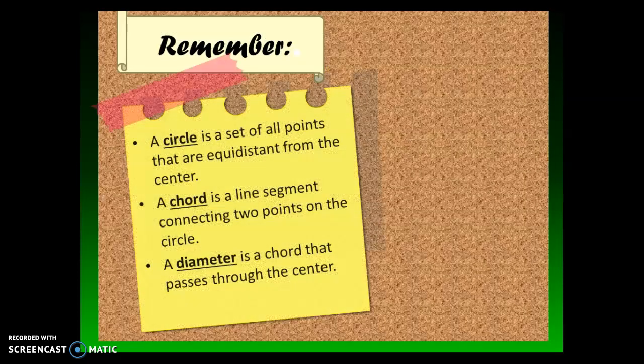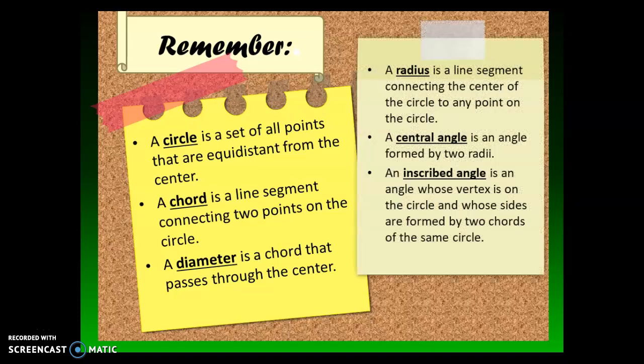Remember, kids? A circle is a set of all points that are equidistant from the center. A chord is a line segment connecting two points on the circle. A diameter is a chord that passes through the center. A radius is a line segment connecting the center of the circle to any point on the circle.